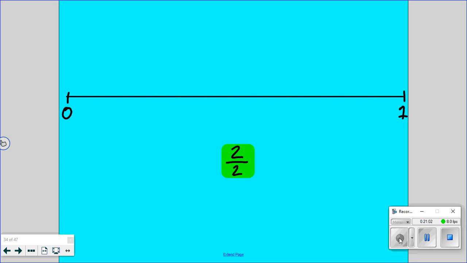Raise your hand if you know where 2 halves goes. We got 1/2. Where does 2 halves go? Paxton, where do 2 halves go? Where the one is. Why? Because that says 1. That says 2 halves. That doesn't feel like the same thing.